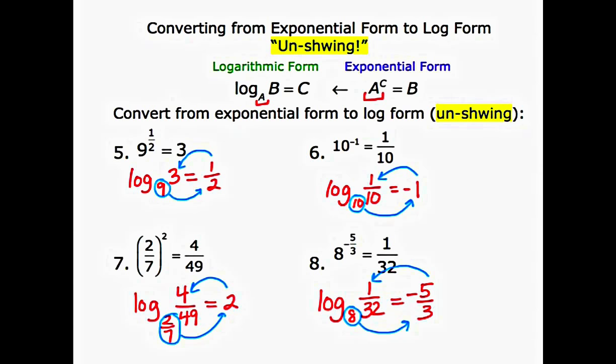One very quick comment about number 6 is that we wrote our answer with a base of 10. And we discussed in the prior slide that if the base is 10, you don't have to write it at all. That's just the common log. So this is the same as log of 1/10 equals negative 1. So basically the rule is if the base is 10, you don't have to write it. It's known as the common log. So on these slides we've learned how to convert from exponential form to logarithmic form and from logarithmic form to exponential form.